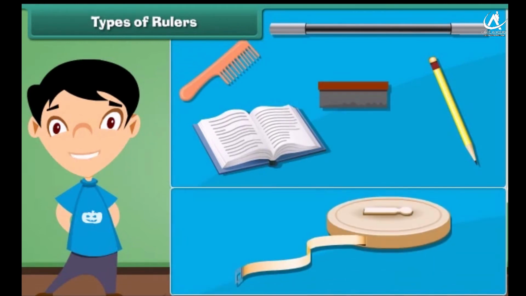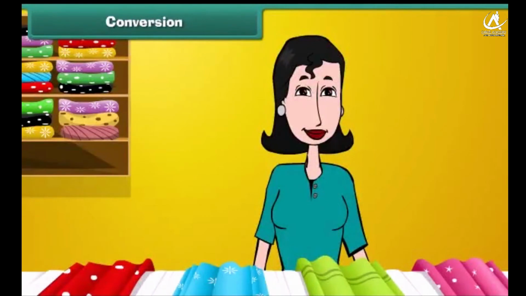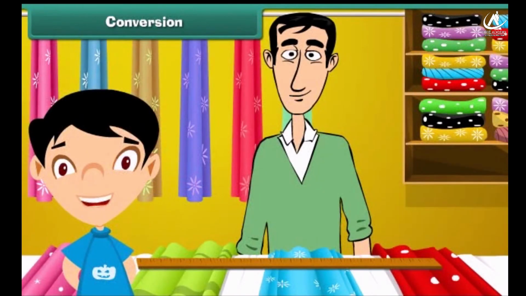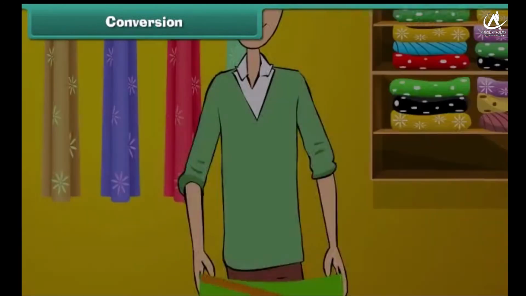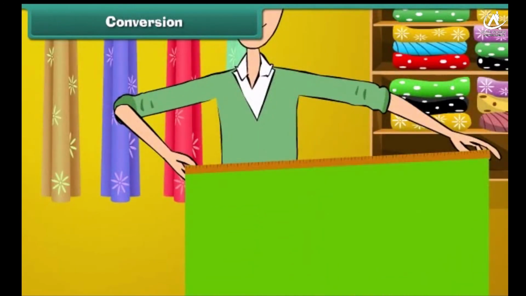A measuring tape is used to measure long things. Your mother is in market to buy shirt cloth. Can the shopkeeper measure a shirt piece with a ruler? Yes, he can measure, but the work would be tedious and time-consuming. He measures it with the help of metric tape. It will take less time and less effort.